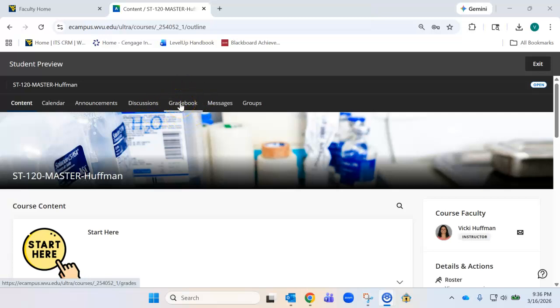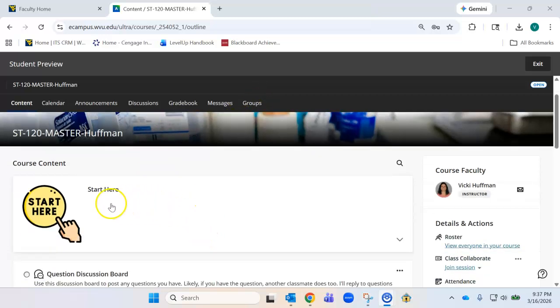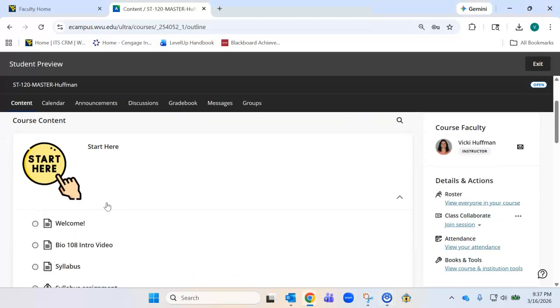Your grade book, again, self-explanatory there. Always reach out though if you have any questions about what any of the grades are or what the overall grade for the course is. Any messages, and then we won't be using groups, so you don't need to worry about that one. So always start at the start here, makes sense.